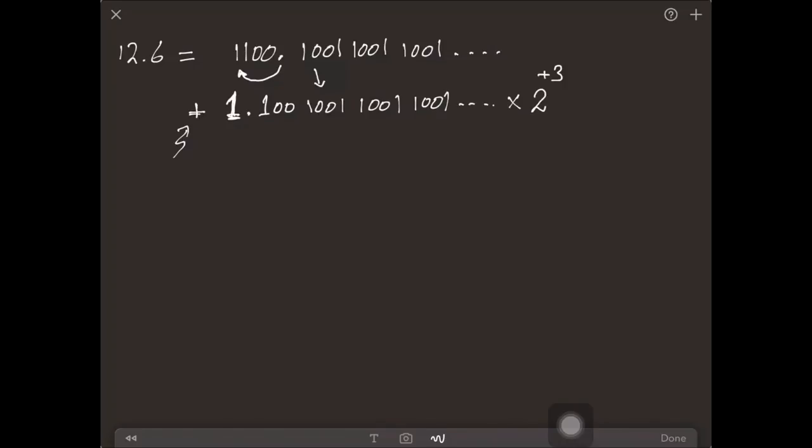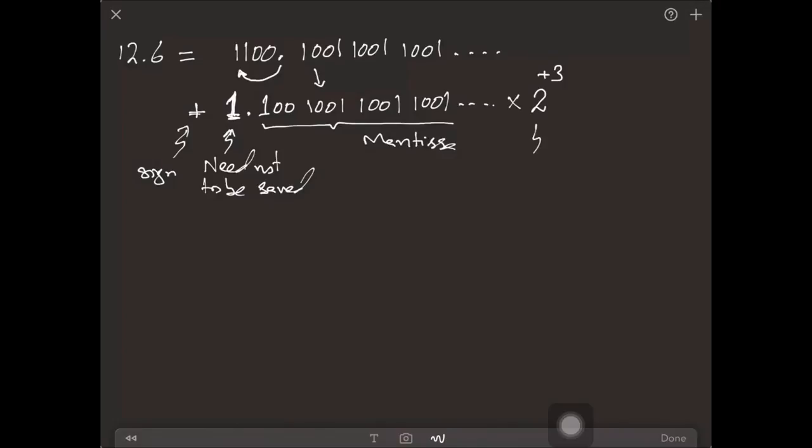So now this is what we need to store. This is a sign, and this one need not be saved. This is the mantissa part. This base need not be saved. And this is the exponent, and this exponent is saved in excess notation.